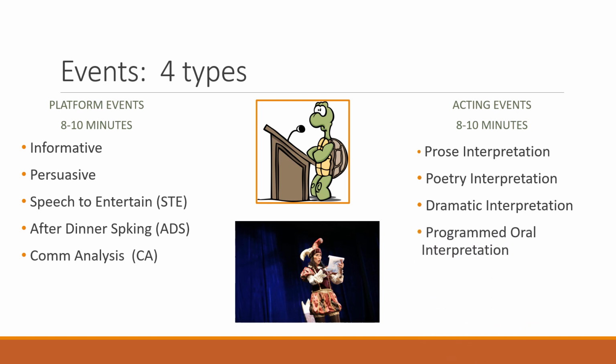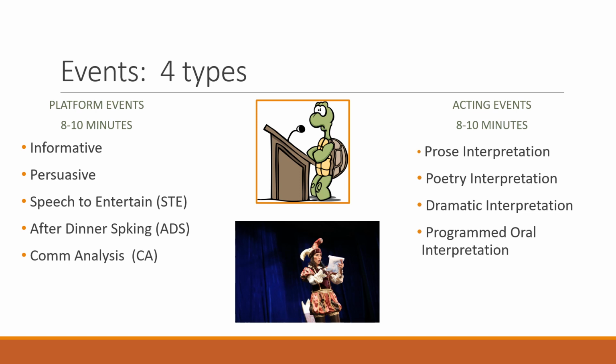And then there's a combination program, which is called Programmed Oral Interpretation. It's also abbreviated to POI, and that's when you combine prose, poetry, and drama, or any two of those three together into a program. So all these programs cater to a specific theme, and the pieces kind of help compare and contrast what this theme is about.